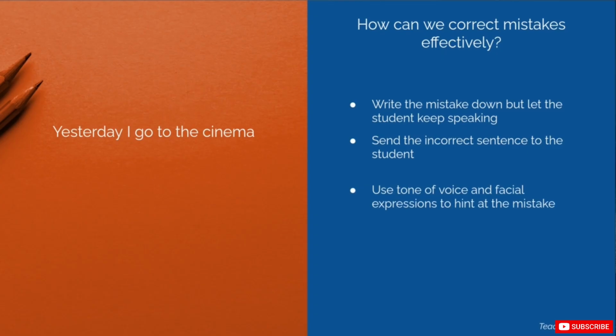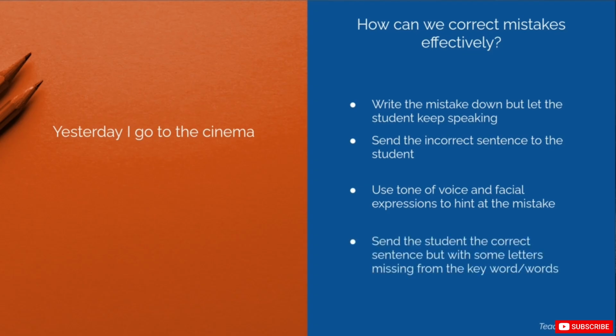We can ask them to read it. Maybe they'll pick up on the mistake straight away. If they don't, we can read it and do what we talked about before when we talked about eliciting, concept checking, use our tone of voice, facial expressions to hint at the mistake. Yesterday I go to the cinema. We're trying to get this information from them. Just give them a clue that something's wrong.